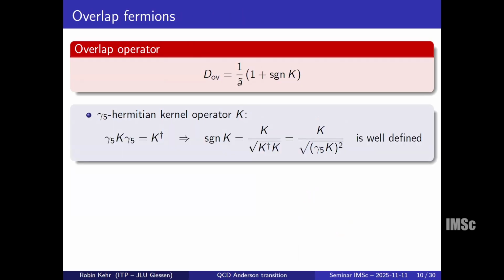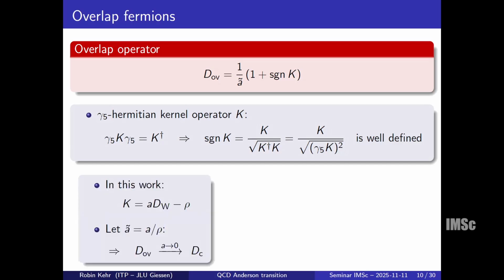Okay, and then one solution of the Ginsparg-Wilson equation are the so-called overlap fermions, where the overlap operator reads like this. I will explain in a second why a tilde appears here. Apart from that, we have 1 plus the sign function of some kernel operator K, which is mostly the Wilson operator. It is required that it's gamma 5 Hermitian because that ensures that this sign function is well defined via this relation, so we have an inverse square root here.